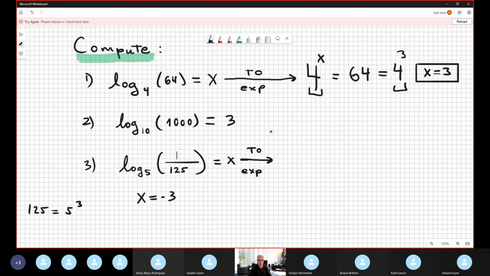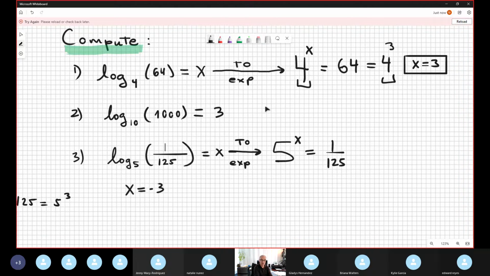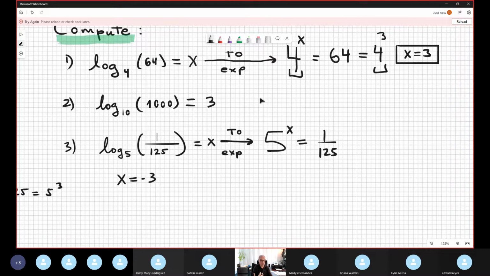Remember the two important questions. Question number 1, what's the base? 5. You put the big 5, not small. What is the exponent? The exponent is exactly what I am looking for, x. It equals 1 over 125. Oh, more clear now. This is classical mathematics. Maybe mentally it's hard, however, when you write it on a piece of paper, you see it more clearly.